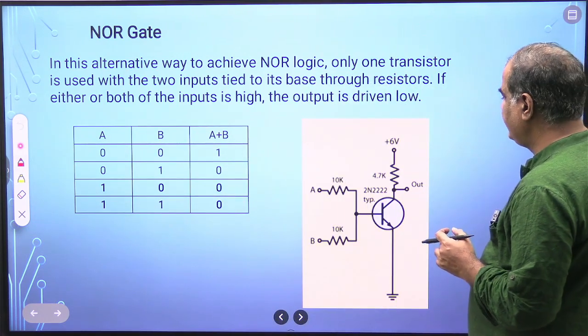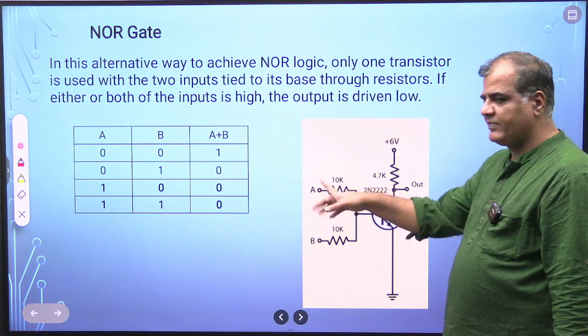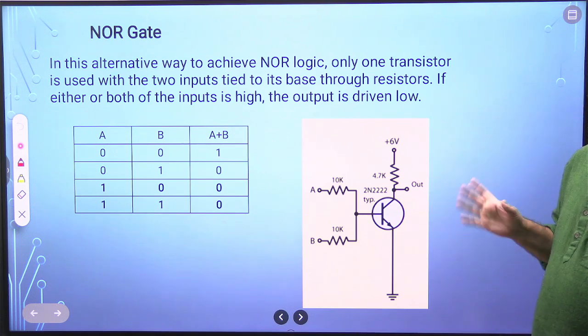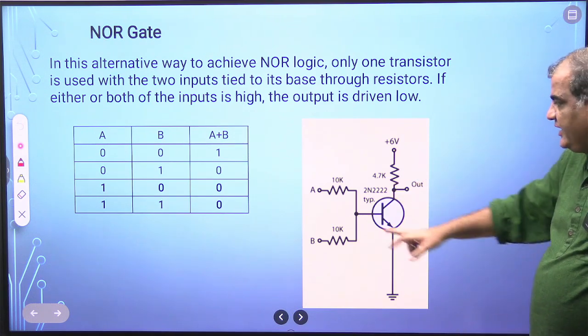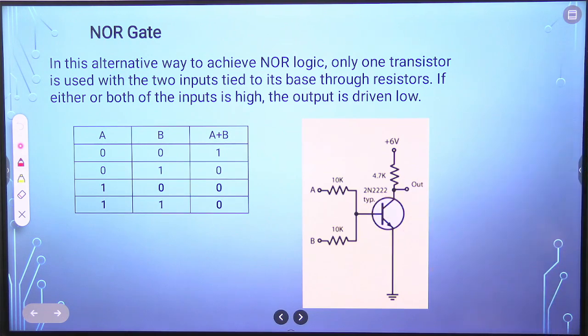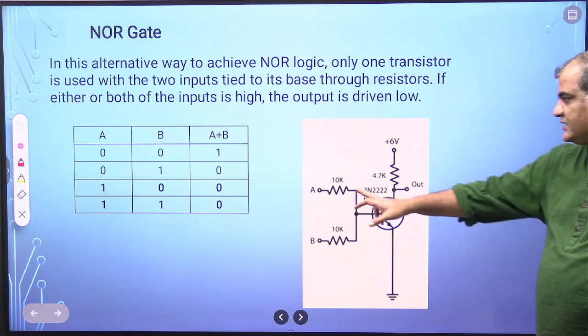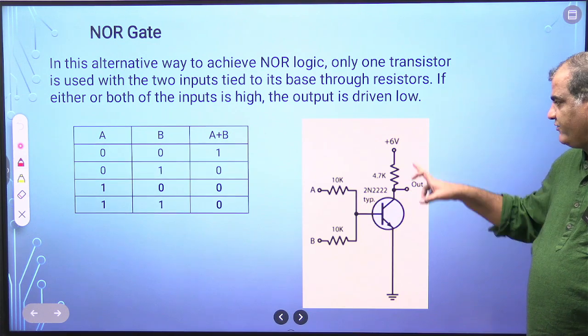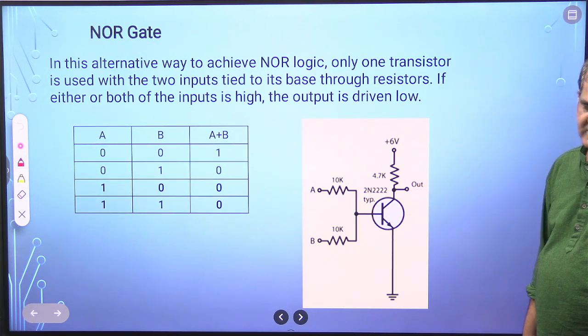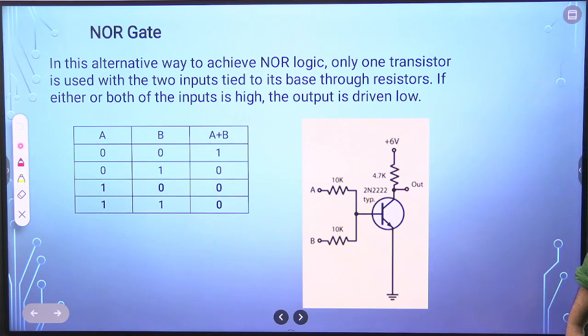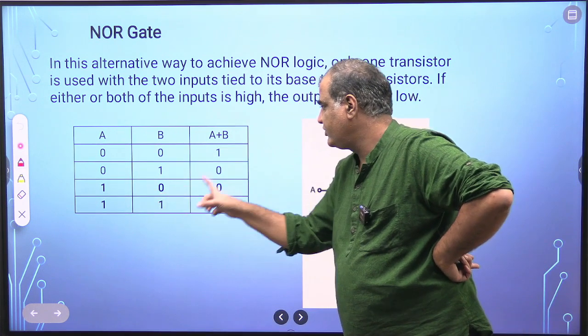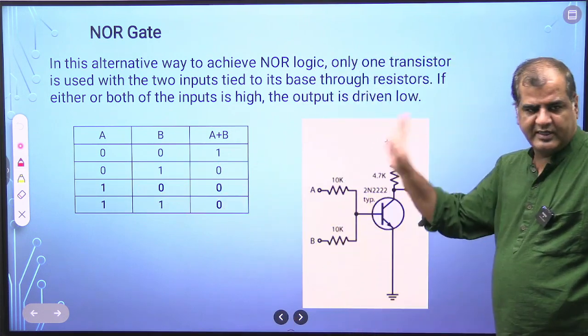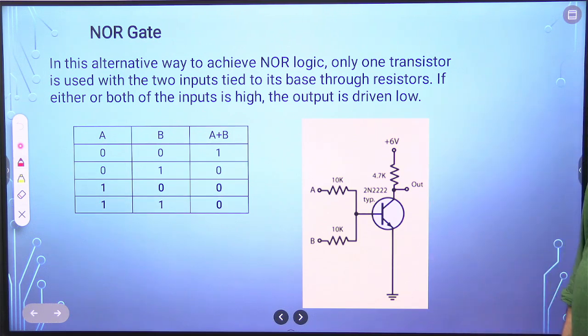Now what is happening here? Tell me, what will happen here? If A is high, then what will happen? Now tell me quickly, you have understood it by yourself. If A is high, the base will saturate, so current will flow. If the base is high, current will flow, and if current flows, the output is 0. If anyone is high, the output is 0. Only if both are not connected is the output high. So this is your NOR gate, and you can identify it quickly just by looking.